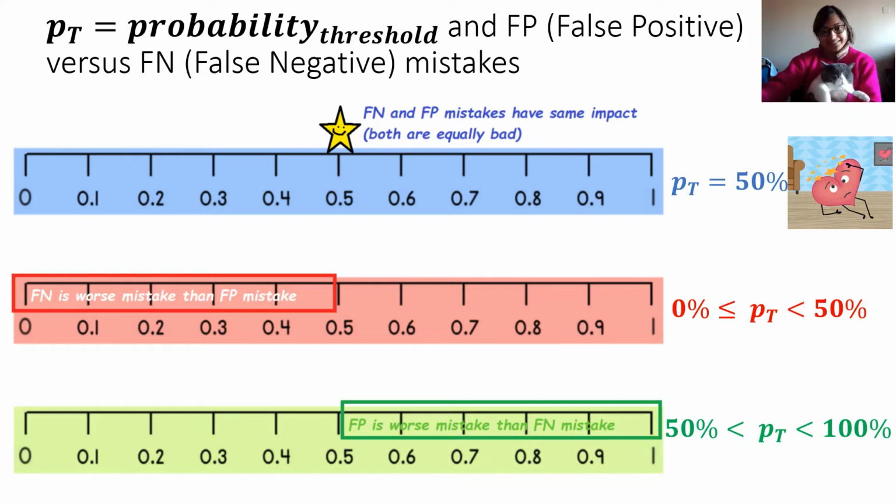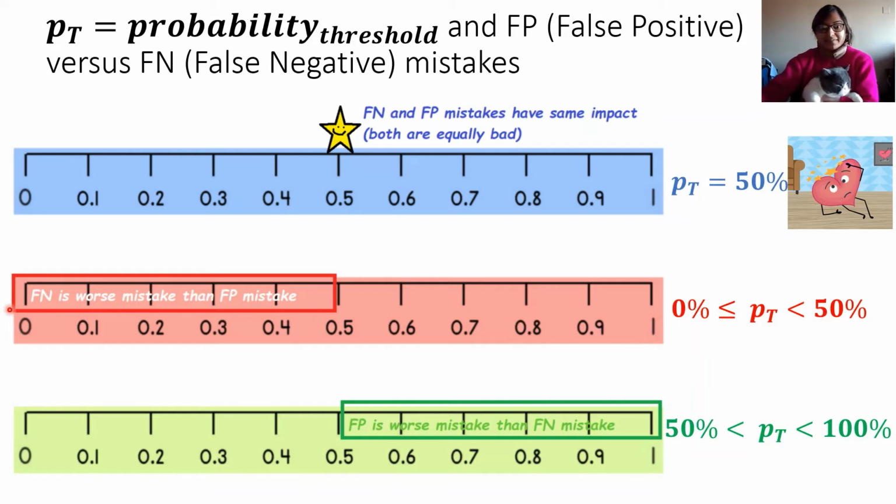Especially for medical decision making, the type of error makes an impact. Our probability threshold might not always be 50%, and that's what we talk about in decision curve analysis as well. It's very useful, especially when your probability threshold is not 50%. Let's say your probability threshold is anywhere from 0% all the way to 49.99999%. So it's greater than or equal to 0%, but less than 50%.